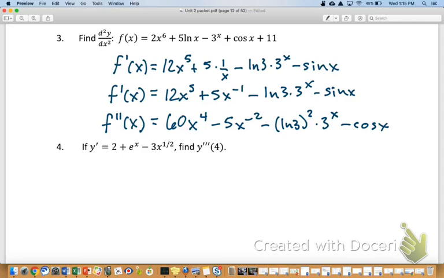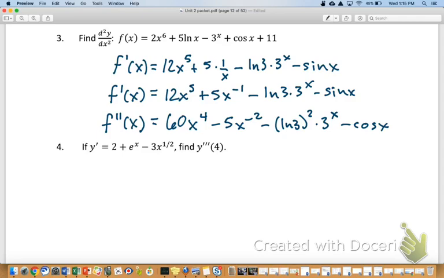So take a look at what I have up there. Now let's just think about it term by term. So 60x to the 4th. Feeling okay about that one? Do you have any questions? How about minus 5x to the negative 2? That's a power rule. Let me know if that's confusing at all. You could have rewritten that. Did anybody write it as minus 5 over x squared? Maybe you did, that's great. If you didn't, that's also great. Either way doesn't matter to me.